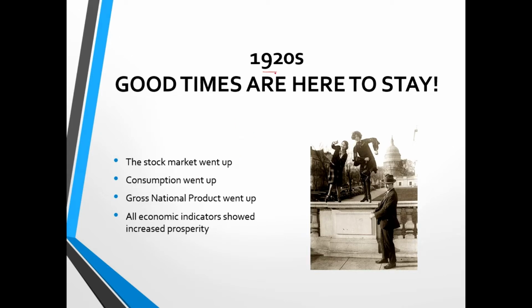So to sum up the 1920s, the stock market went up, consumption went up. As we are aware, consumption is an important component of AD, that is aggregate demand: C plus I plus G plus X minus M. And if consumption rises, so does aggregate demand, and when aggregate demand rises, the equilibrium point shifts.